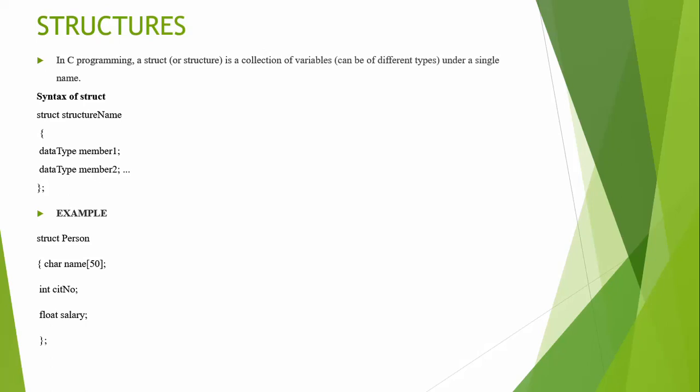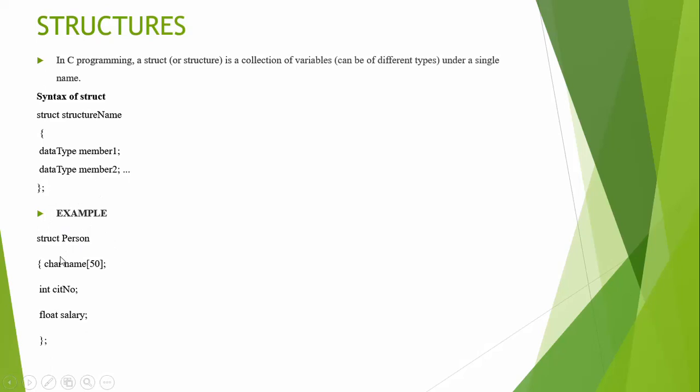Now we are going to see the syntax of structure. Starting with the struct keyword, then the structure name, open parenthesis, data type, members. Then we can list out the members. So you can have a collection of different data members, different in the sense of different data types.